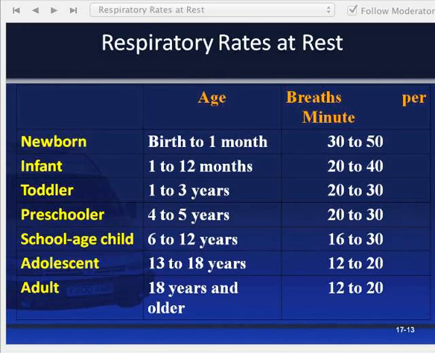Respiratory rates vary with age, just as heart rates. Newborns are 30 to 50, infants are 20 to 40, toddlers are 20 to 30, preschoolers are 20 to 30, school-age children are 16 to 30, adolescents and adults are 12 to 20.